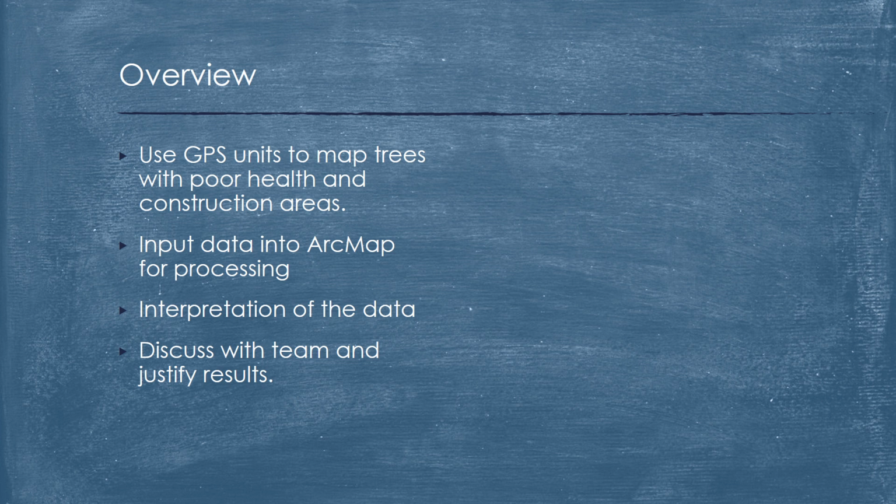So for this overview, like I previously mentioned, we're going to use GPS to map the trees in poor health and construction areas. We're going to take the data we collect for these areas, these points, the location of those trees and construction areas, and put them in ArcMap for processing. We're going to do an interpretation of the data, and discuss the results with the team and justify why we came to those conclusions.